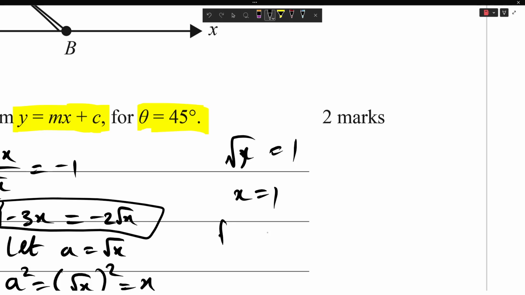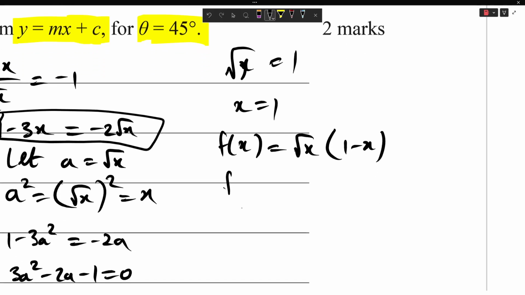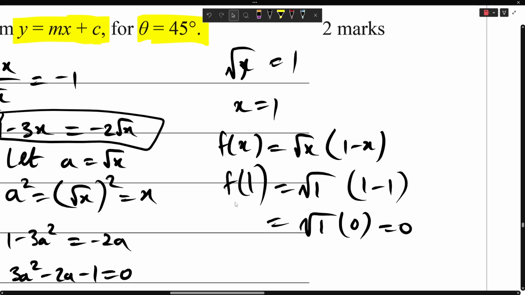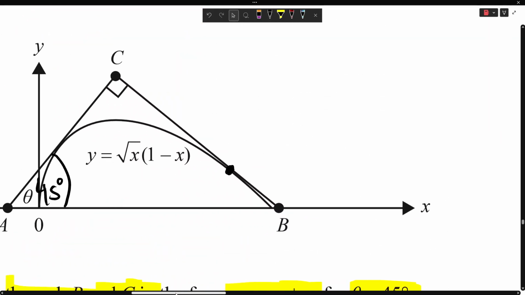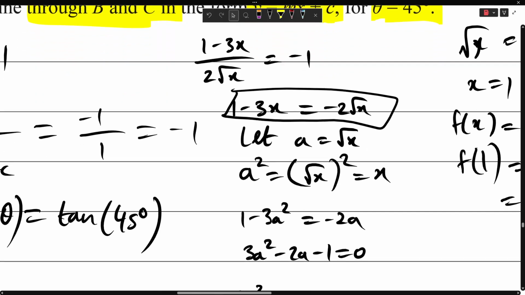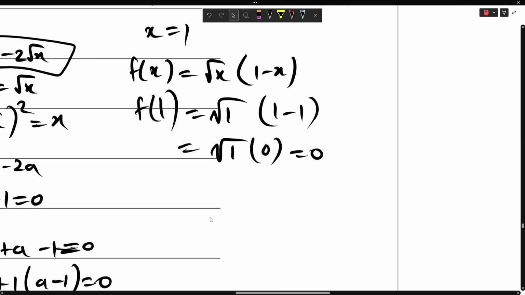Now, we know f of x is equal to square root of x times 1 minus x. So if I find f of 1, that's going to be square root of 1 times 1 minus 1. 1 minus 1 is just 0, so square root of 1 times 0 is just 0. So we know the line BC is actually tangent at this point. So the accurate diagram should maybe look something like that. And we know that it goes through (1, 0).